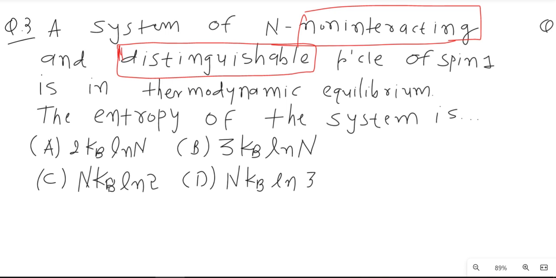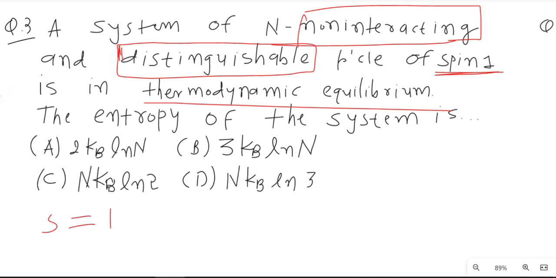So we are given non-interacting and distinguishable particles of spin 1, and the system is in thermodynamic equilibrium. We have to calculate the entropy of the system.